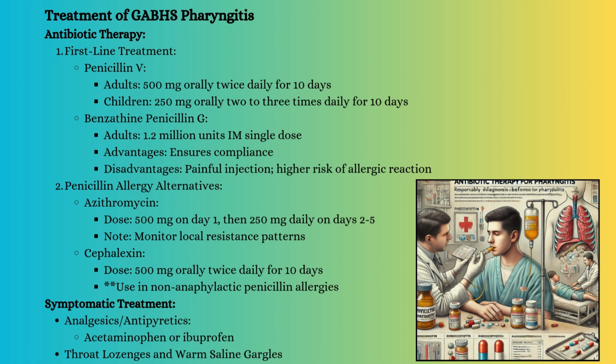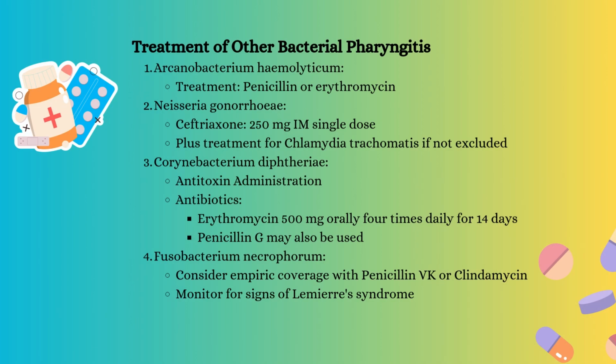Symptomatic treatment: analgesics/antipyretics, acetaminophen or ibuprofen, throat lozenges and warm saline gargles. Treatment of other bacterial pharyngitis: Arcanobacterium haemolyticum, treatment: penicillin or erythromycin. Neisseria gonorrhoeae: ceftriaxone 250 mg IM single dose, plus treatment for Chlamydia trachomatis if not excluded. Corynebacterium diphtheriae: antitoxin administration.